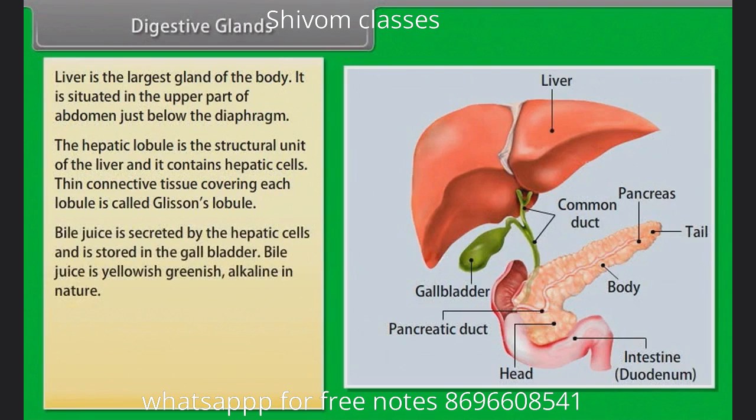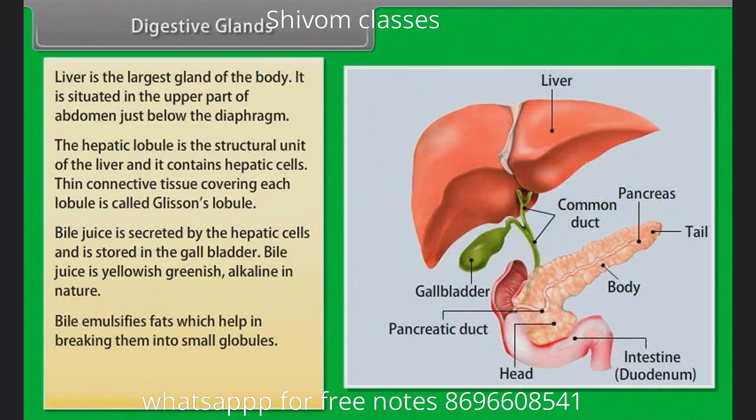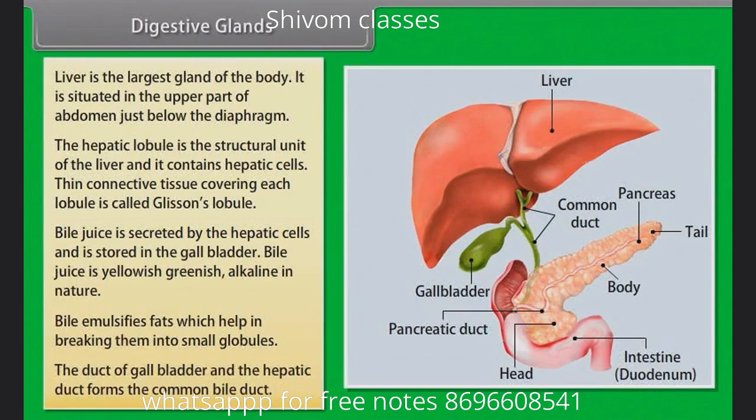Bile juice is secreted by the hepatic cells and is stored in the gallbladder. Bile juice is yellowish-greenish and alkaline in nature. Bile emulsifies fats, which helps in breaking them into small globules. The duct of the gallbladder and the hepatic duct form the common bile duct.